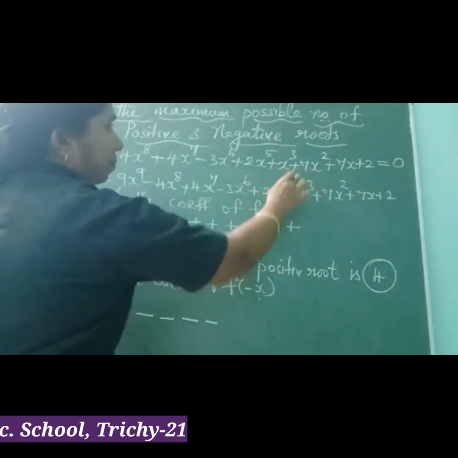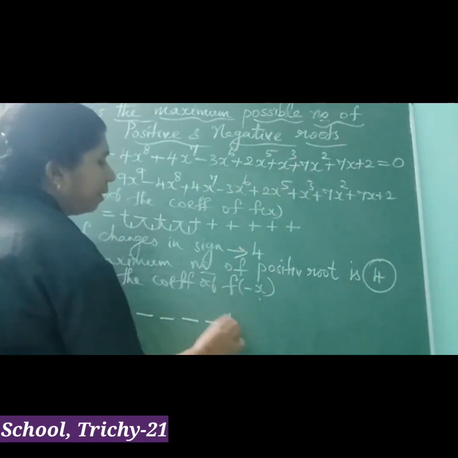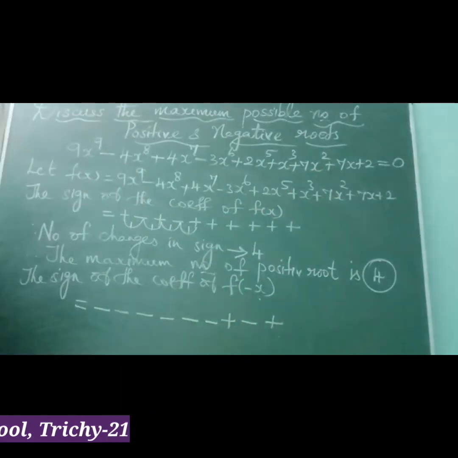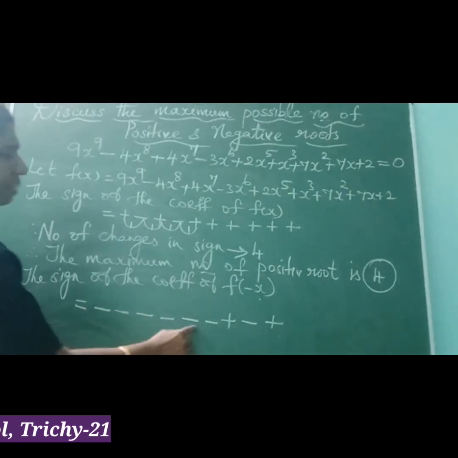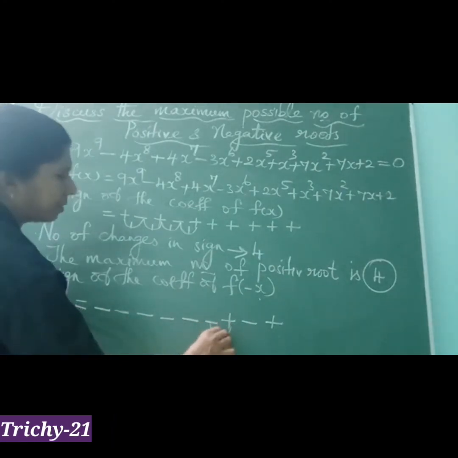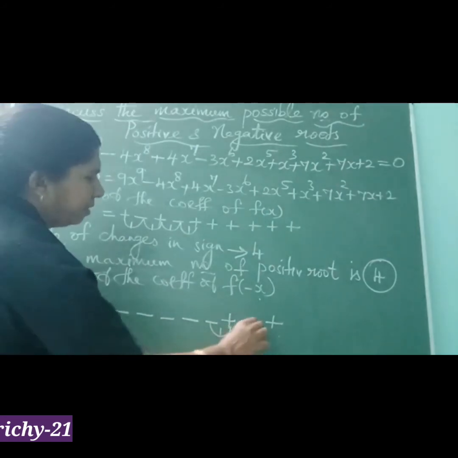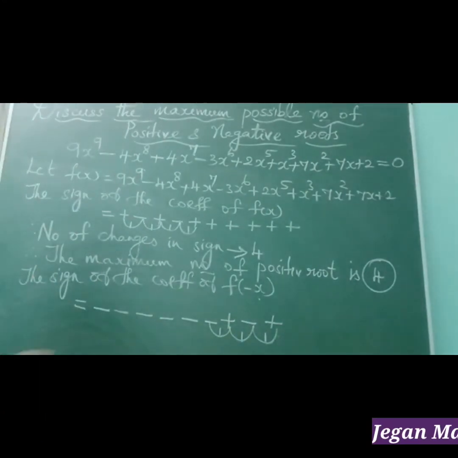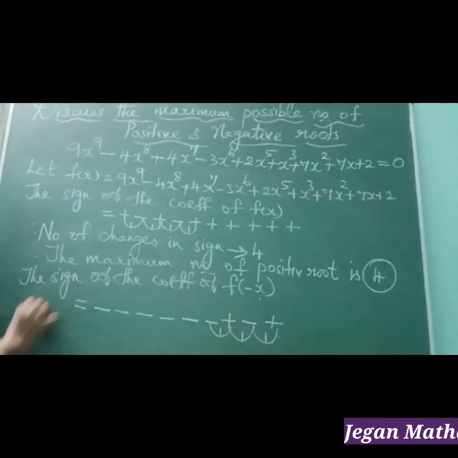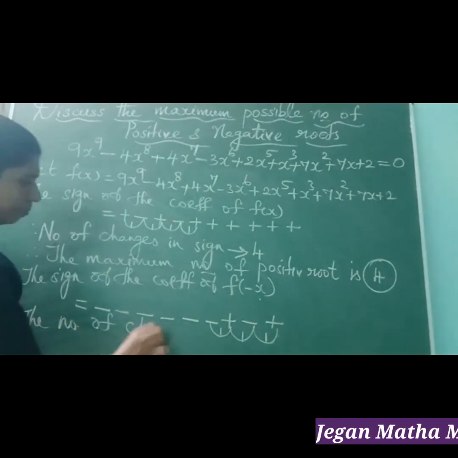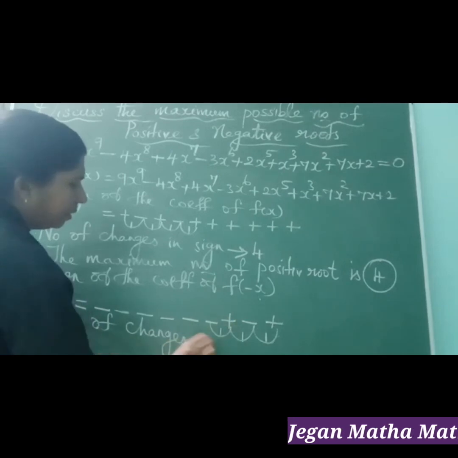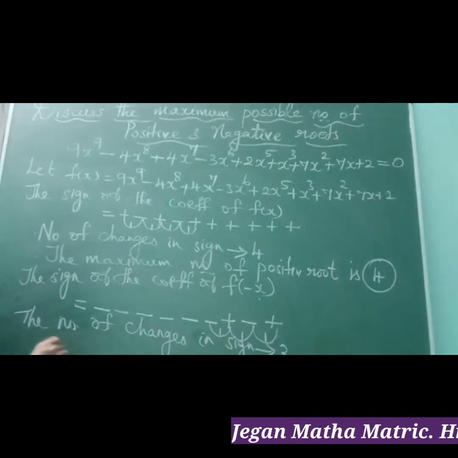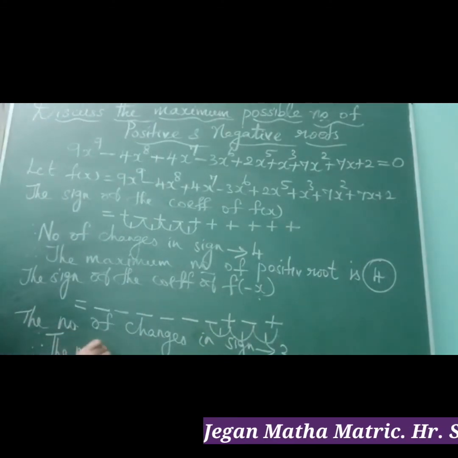7x², the x² sign is even so here it will become positive. Plus 7x, only one x, minus plus. When you are considering this, here everything is minus. The number of changes: minus to plus, plus to minus, again minus to plus. So the number of changes in sign is 3.